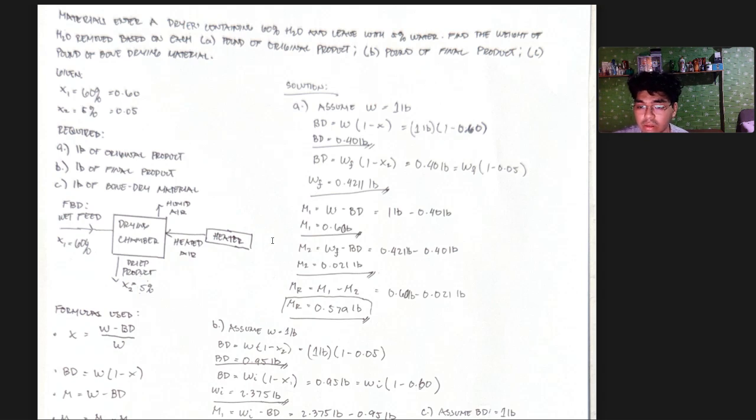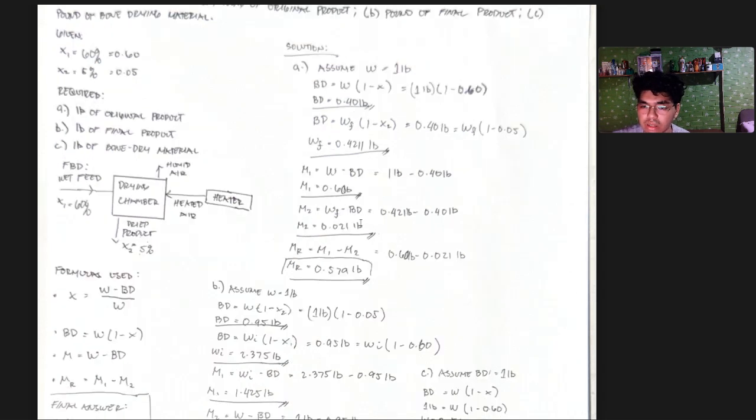Next, we will find the initial moisture. We will use the formula M1 is equal to weight minus bone drying. So 1 minus 0.40, we will have 0.60 pounds. Next, for the final moisture, we will use the formula weight final minus bone drying, which is 0.4211 minus 0.40 pounds. The result will be 0.021.